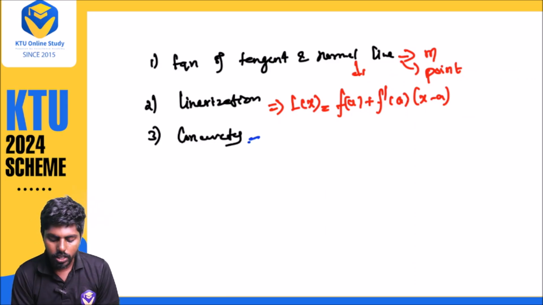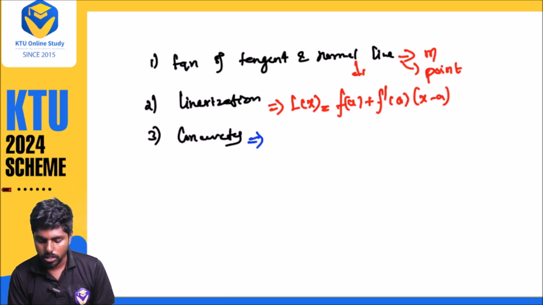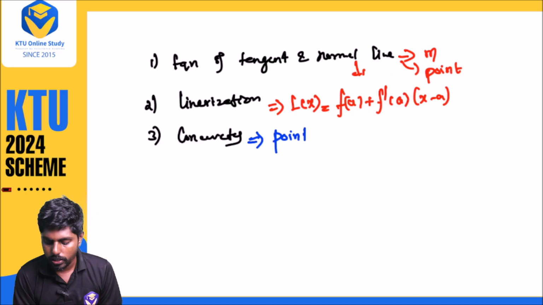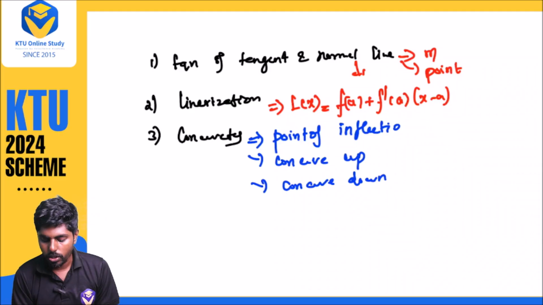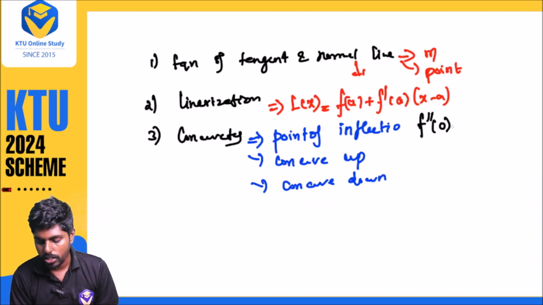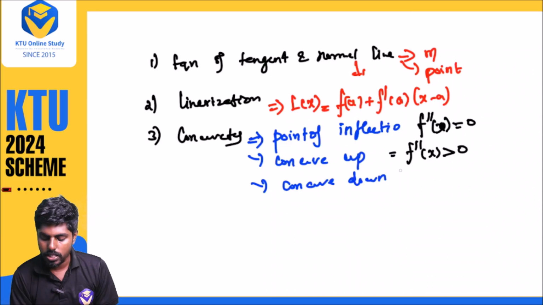So in concavity, we have learned three concepts: point of inflection, concave up, and concave down. What is a point of inflection? At a point of inflection, f double dash of x is equal to 0, and on one side f double dash of x is greater than 0, and on the other side f double dash of x is less than 0.